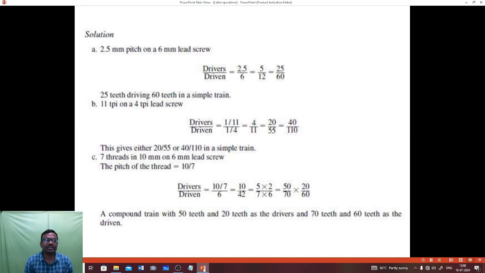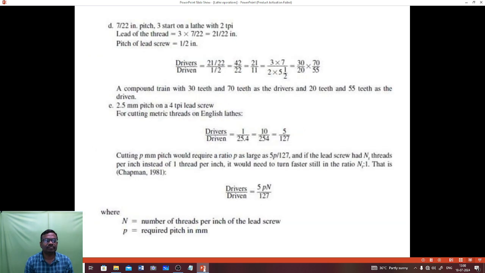2.5 mm pitch on a 6 mm lead screw. Drivers by driven equals 2.5 divided by 6 equals 5 by 12 equals 25 by 60. 25 teeth driving 60 teeth in a simple train. These are some of the calculations pertaining to the gear screw thread operations.